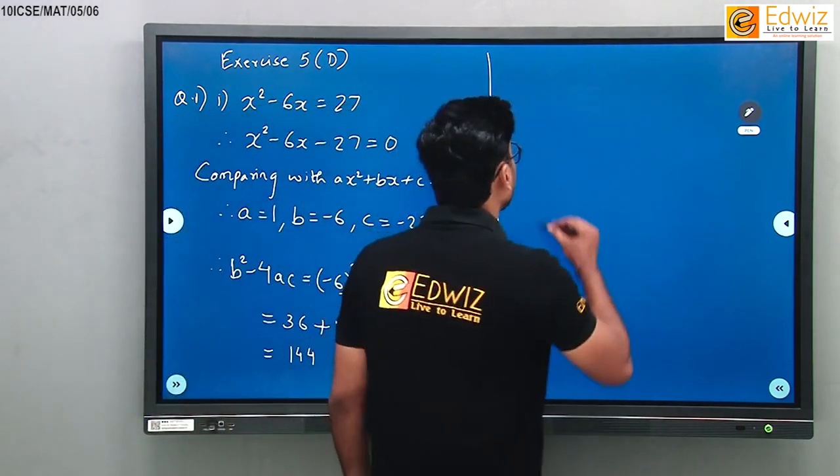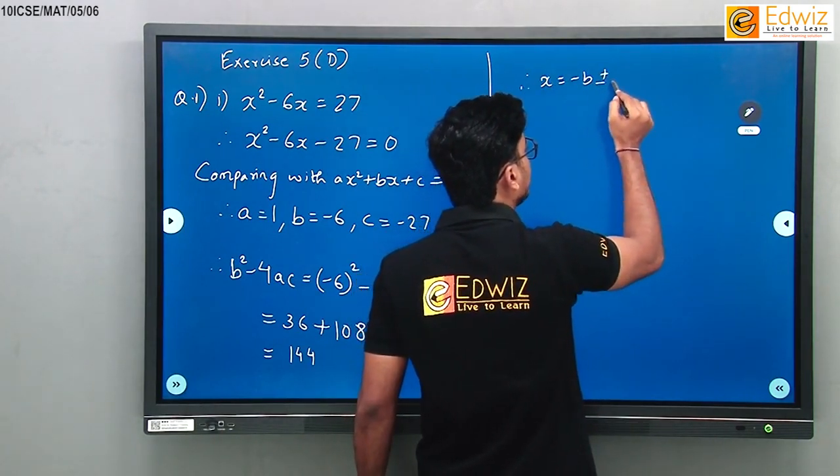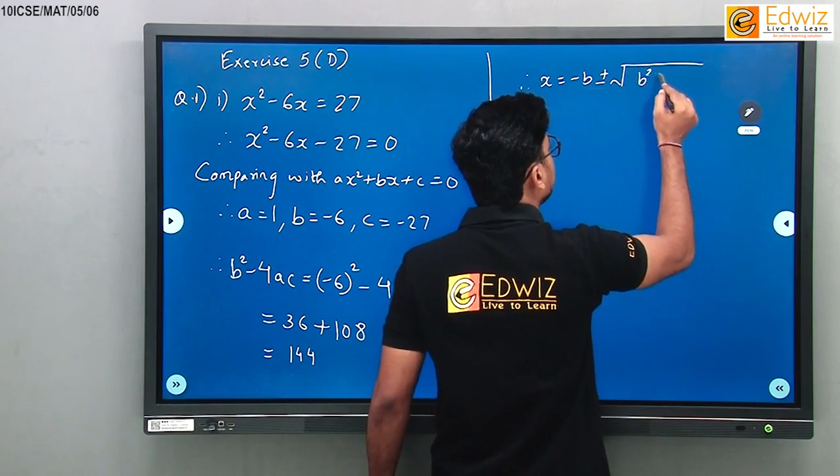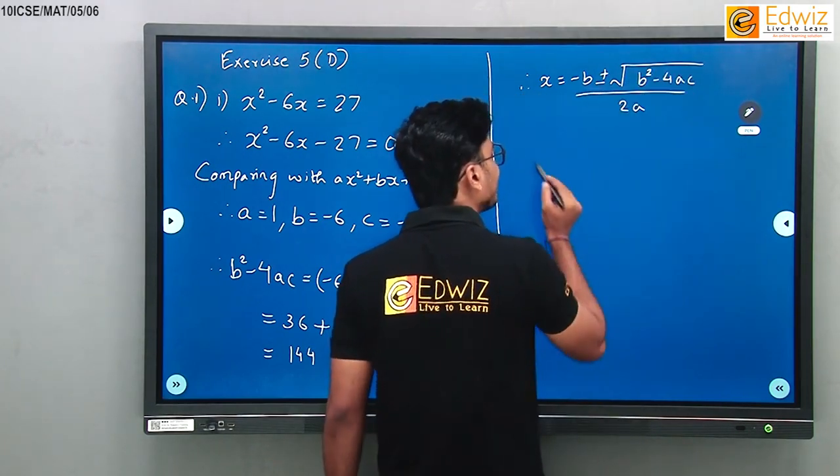So let us solve the value of x. X is what? Formula: minus b plus minus square root of b square minus 4ac upon 2a. Substitute the values.